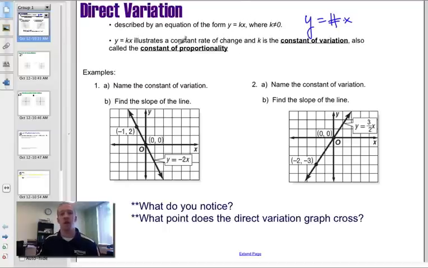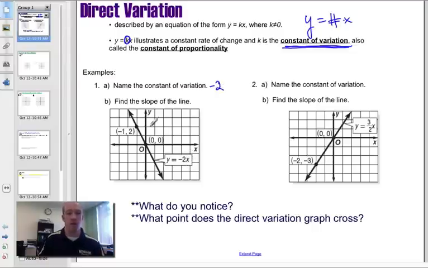Alright, this number k, which is a number in all our problems, or we find it to be a number, is called the constant of variation. That tells us how much y changes when we change an x. So if we have something like this, our constant of variation here is the -2.